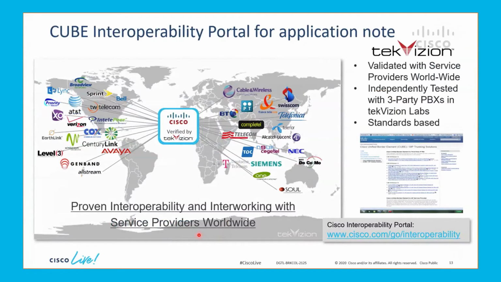And what we do is we run tests in the Tech Vision lab. We document the results, what works, what does not work, in the form of an application note, and we include all the configuration, both Cube and the IPPBX. Most of our on-premise testing happens with Cisco UC Manager, and our cloud calling testing happens with WebEx calling. But as I mentioned, we also do it with third parties such as Microsoft Teams, Lync, Skype for Business, and we publish those application notes on the interoperability portal as and when the testing is completed and the results are documented in the application note.